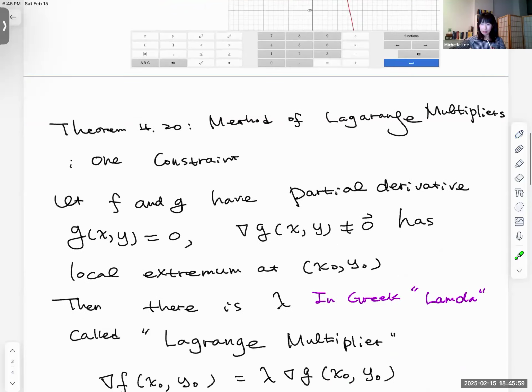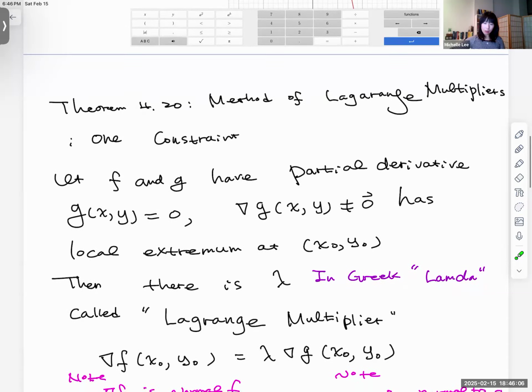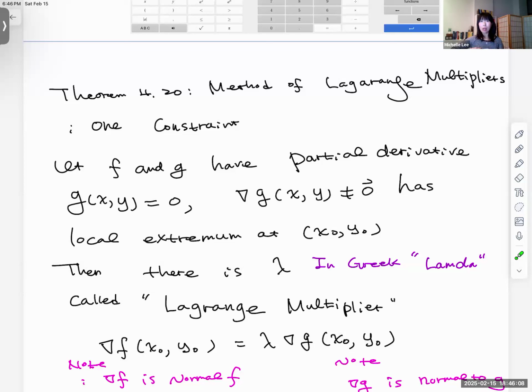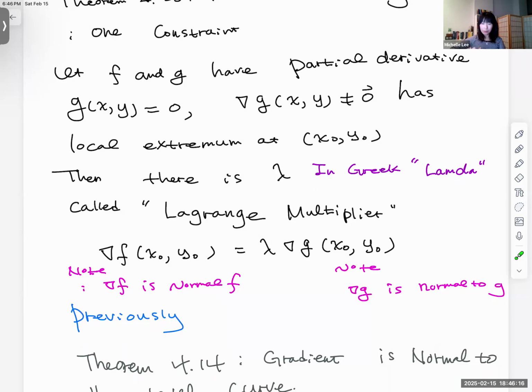How do we do that then? How do we apply the method of Lagrange multipliers? First of all, we're gonna learn one constraint. So we let two functions have partial derivatives, and then we set the original g function equal to 0, and then the gradient is not the 0 vector. So we had a gradient, right? So this is the gradient.